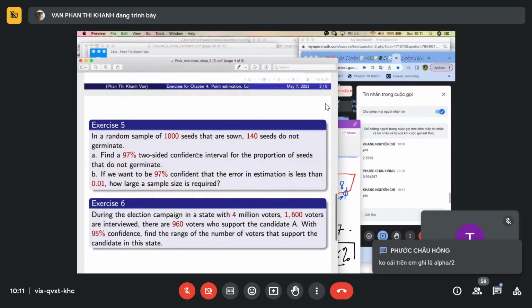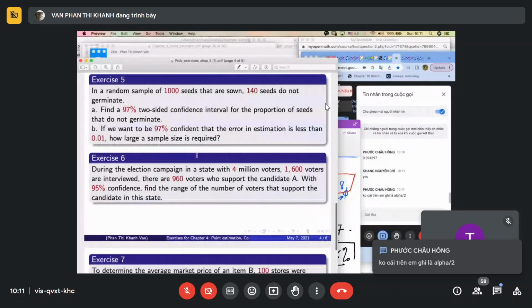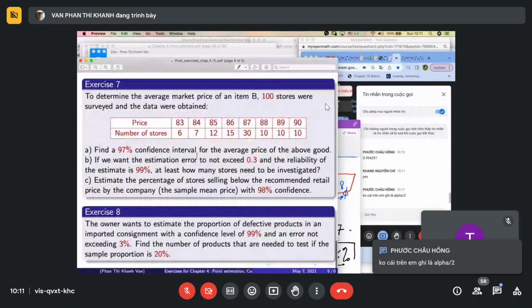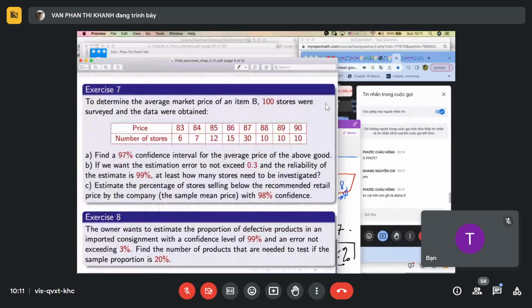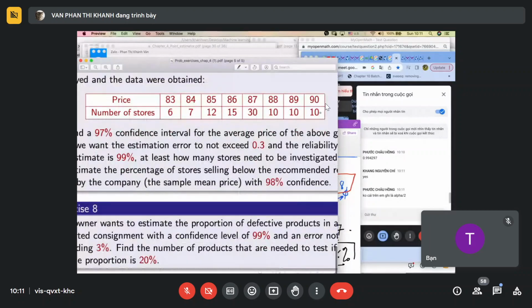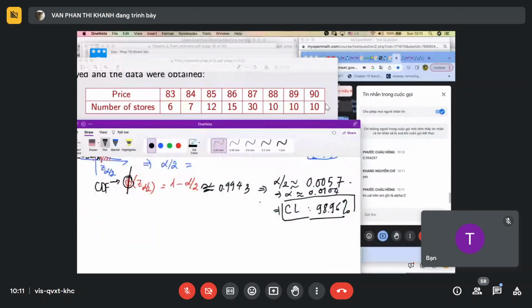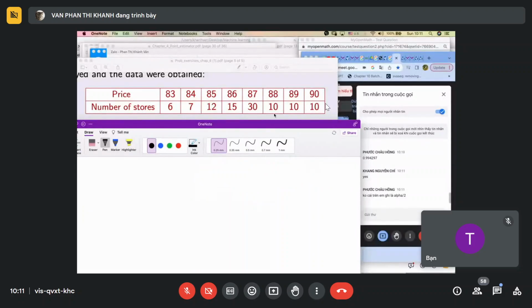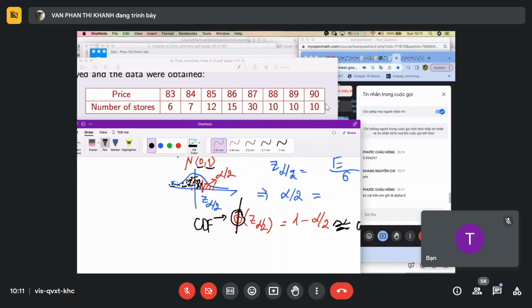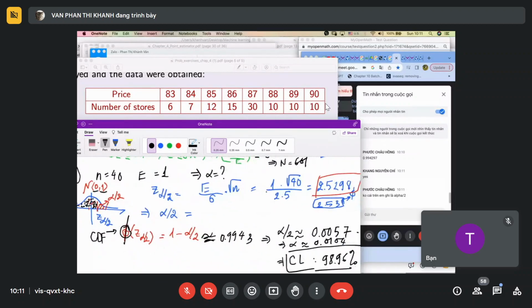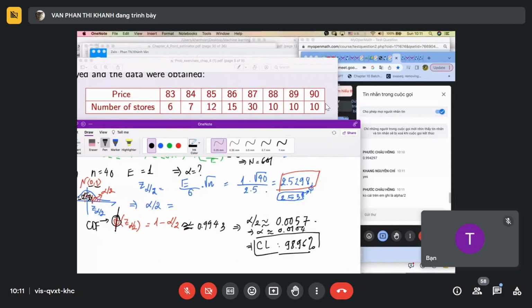Now the problem. It's just like the inverse problem, right? Inverse problem. Number 7 is case 3, right? So here I give you the value, and you know how to find x bar and s in this case, right? No, it's not alpha over 2. You're wrong.